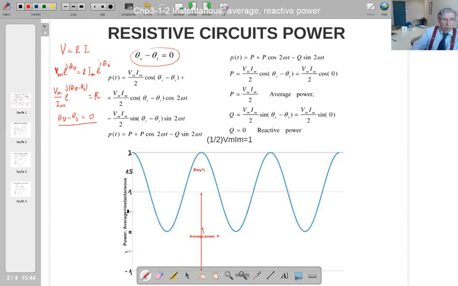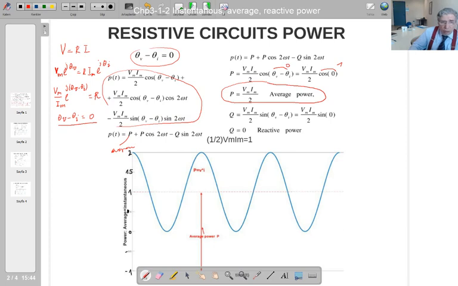So our instantaneous power was this. In terms of the average power that is shown here, the average power is this. Since we have found the phase difference between voltage and current is equal to 0, cos 0 is equal to 1. So the average power is this for a resistor.